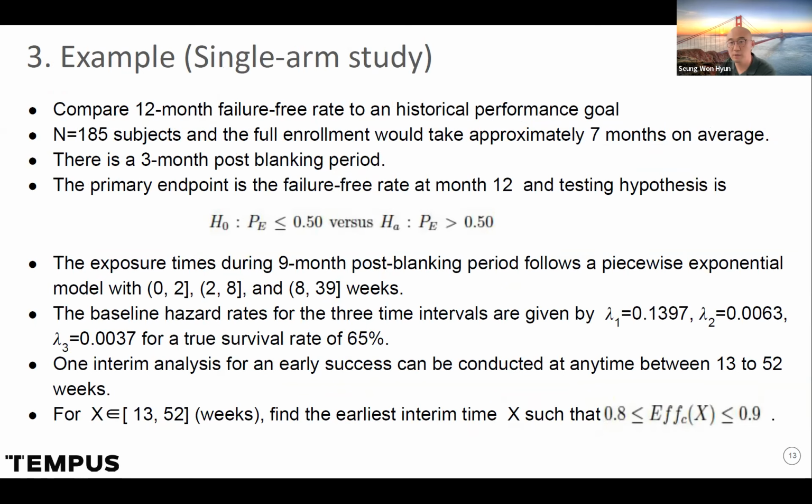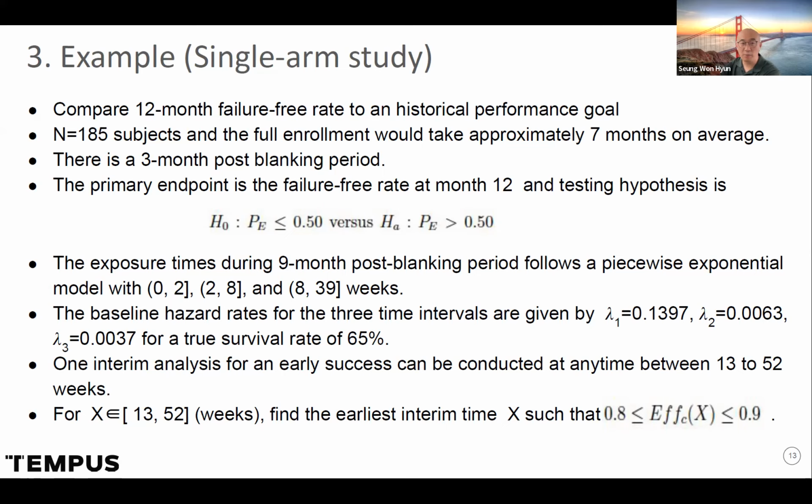Okay, since we don't have much time, let's just go over this example quickly. For illustration purposes, I provide a hypothetical study example for a single-arm study. Suppose we have a single-arm study to compare the 12-month failure-free rate to a historical performance goal. For the study, we assume 185 subjects will be enrolled, and the full enrollment will take approximately 7 months on average. We assume there is a 3-month post-blanking period from the date of procedure. Any events during the blanking period will not be counted. So the events and follow-up time between month 3 and month 12 would be considered for testing the 12-month failure-free rate. This is quite normal for pulmonary vein isolation treatment for AFib patients.